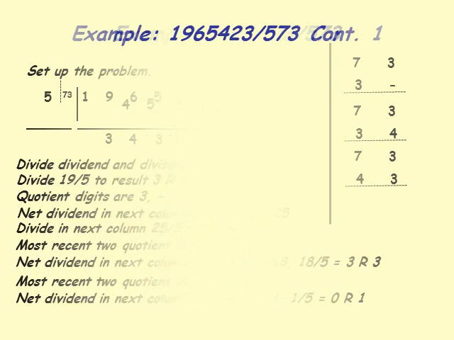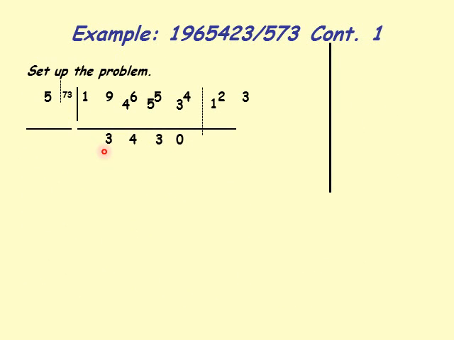Let's continue. So the setup so far is that we have been dividing 1965423 by 573, and we have so far gotten 3430, and next is the remainder position. This is the remainder line. The quotient is to the left of this line, and the remainder part is to the right of this line. The most recent two quotient digits, which we just computed, are 3 and 0.